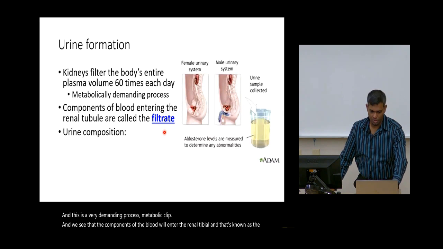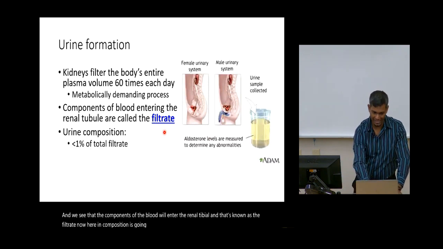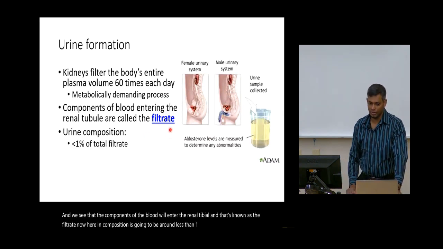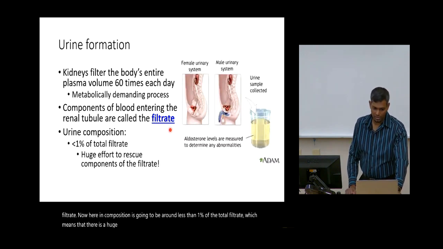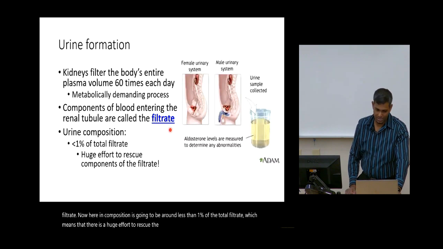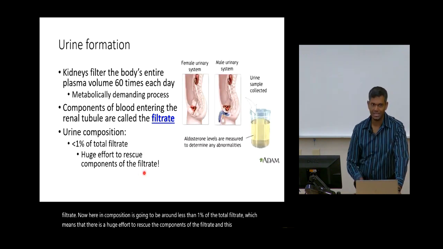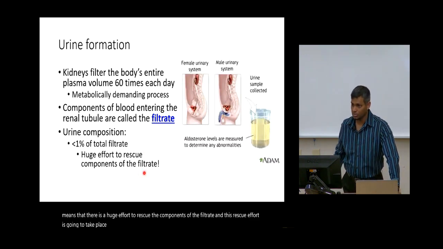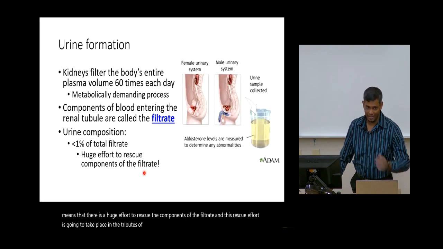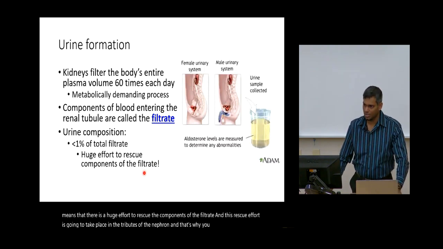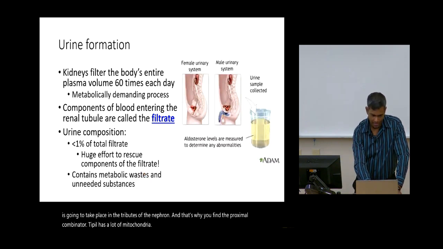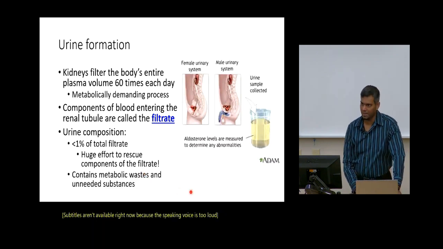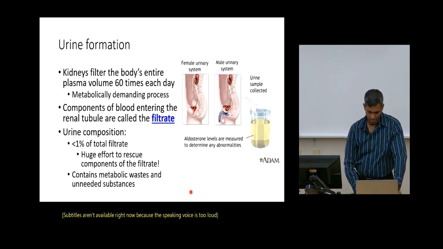Now the urine is going to be less than 1% of the total filtrate, which means that there is a huge effort to rescue the components of the filtrate, and this rescue effort is going to take place in the tubules of the nephron. And that's why you find the proximal convoluted tubule has a lot of mitochondria. The urine will contain mainly metabolic wastes and also unneeded substances.